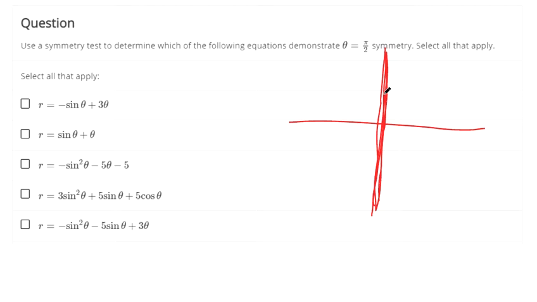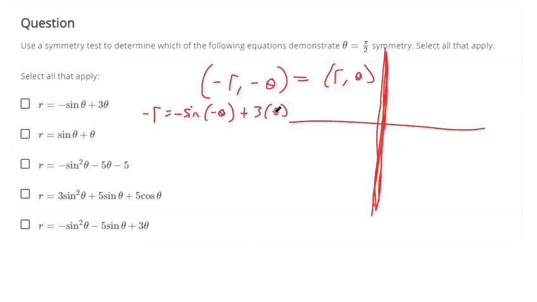So in order to check that, what we want to check is to see if negative r and negative theta are the same values as if you plug in r and theta. Because if that's true, then you should be able to see the graph folding on the y-axis, makes the same shape. So for this first one, for r equals negative sine theta plus 3 theta, we're going to replace r with negative r. We're going to replace sine with negative. We're going to replace theta with negative theta.